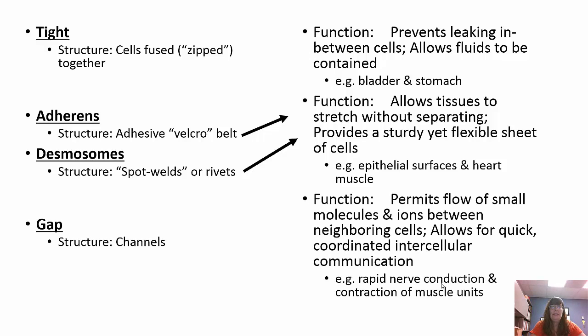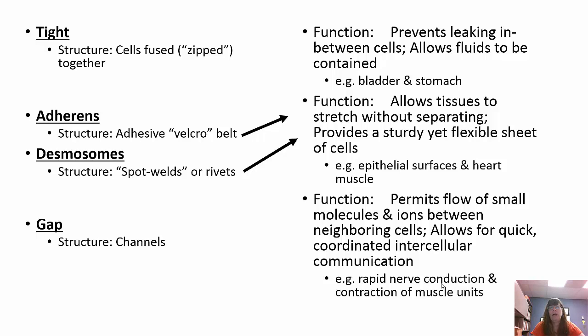Okay, so tight junctions. The cells in tight junctions are fused together, so you can think of it as a zipper. If you remember tight, if something is tight, it's really secure, nothing's going to get through, and that's kind of how a tight junction is. It functions to prevent leakage between the cells. It basically allows the fluid to stay within the structure. So the bladder and stomach are going to have tight junctions.